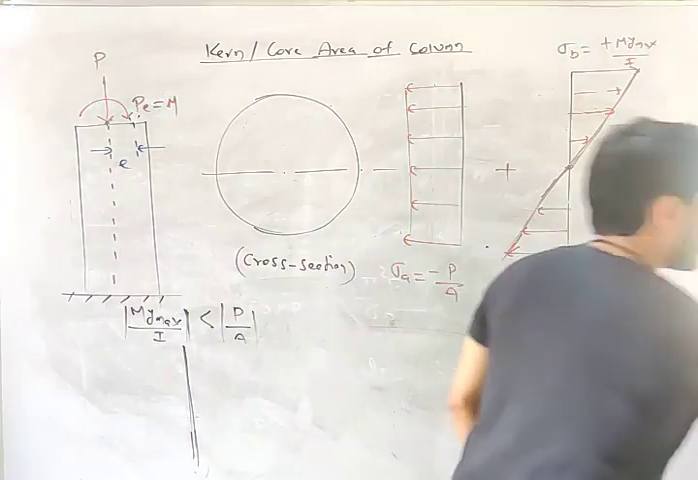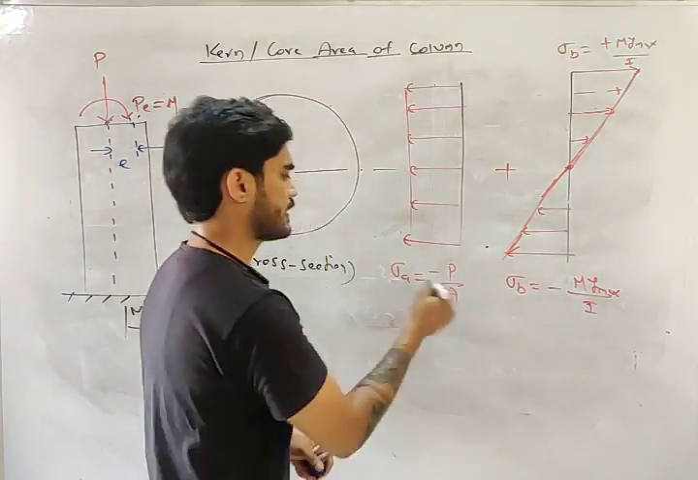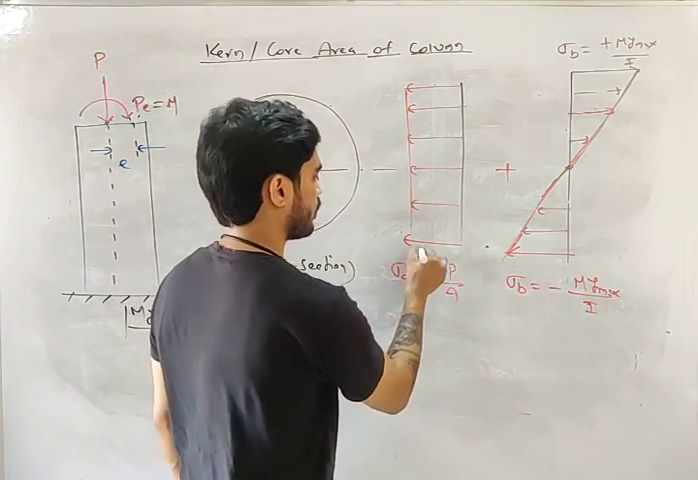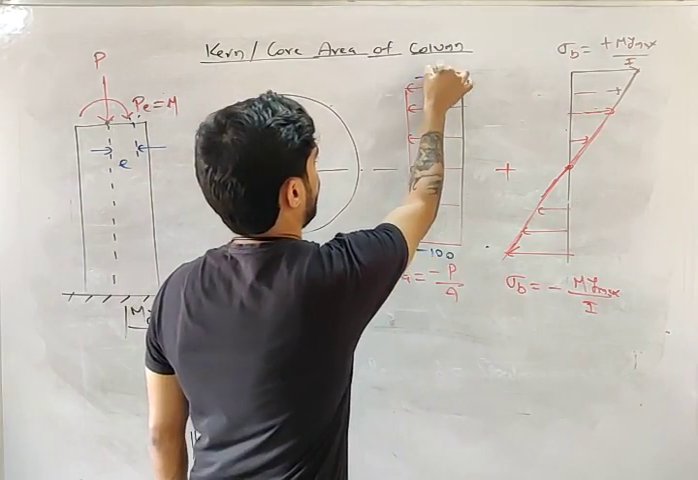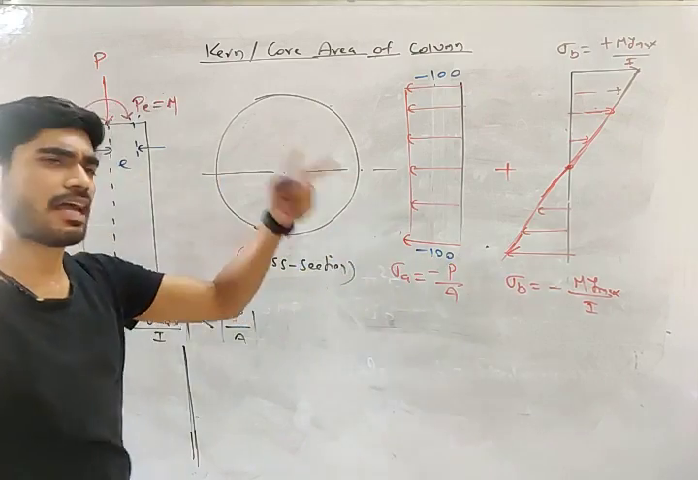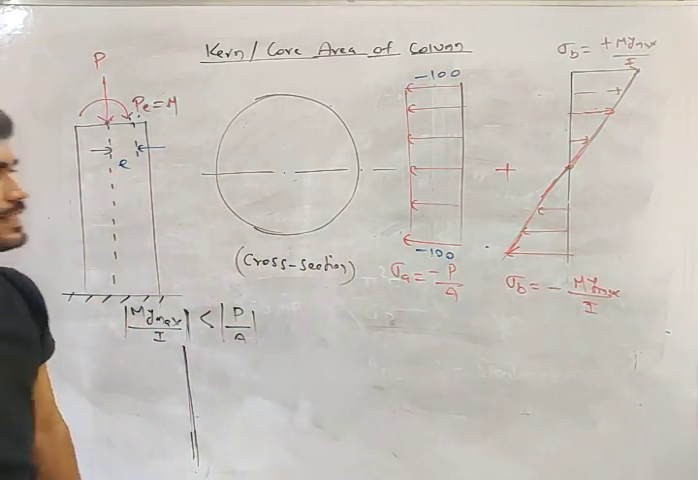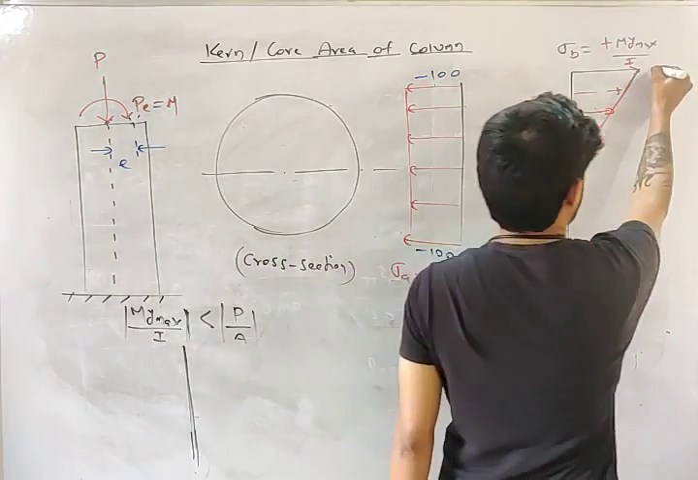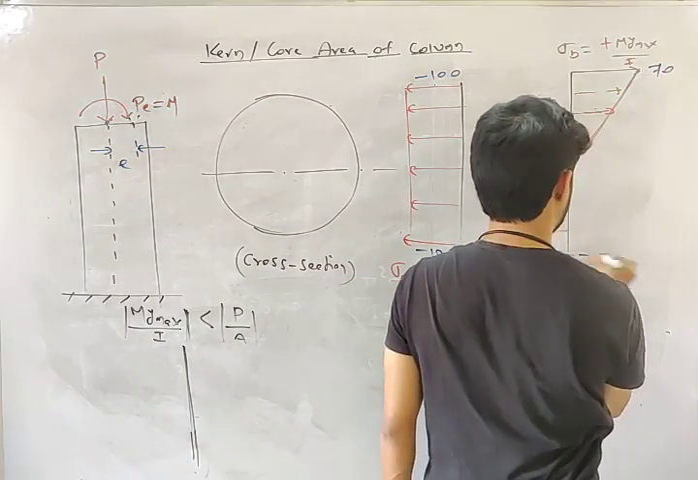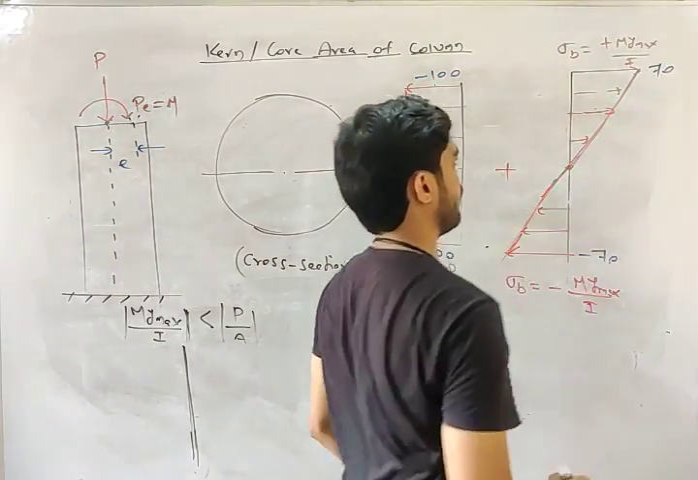Let's understand it using an example. Let's say the axial stress is 100, so this is minus 100 and this is also minus 100. Let's say the maximum bending stress is 70. So this is minus 70, and this is plus 70.